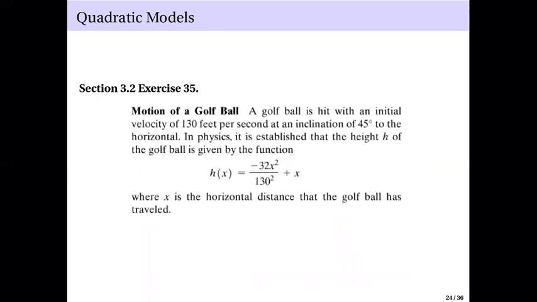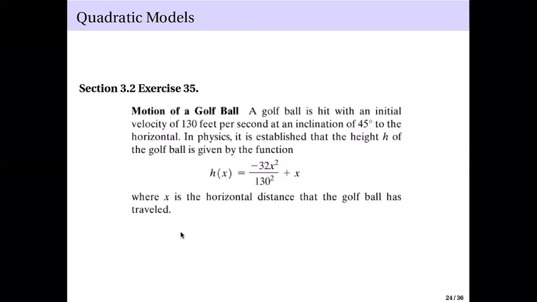Let's have another problem here. Motion of a golf ball. A golf ball is hit with an initial velocity of 130 feet per second at an inclination of 45 degrees to the horizontal. In physics, it is established that the height h of the golf ball is given by this function. H of x equals negative 32x squared over 130 squared plus x, where x is the horizontal distance that the golf ball has traveled.